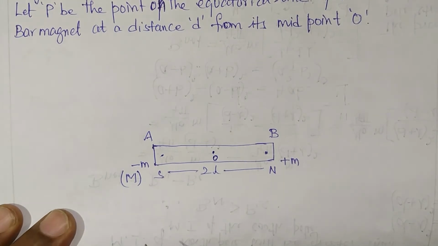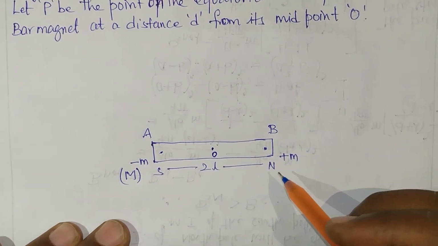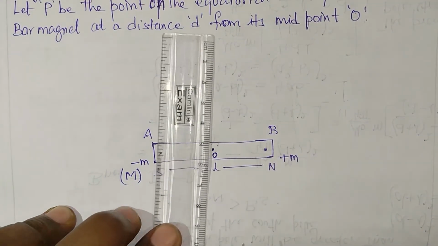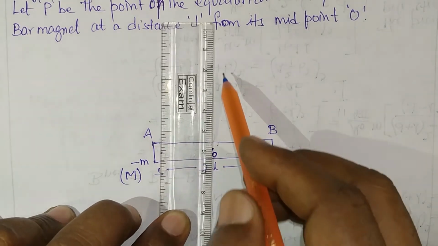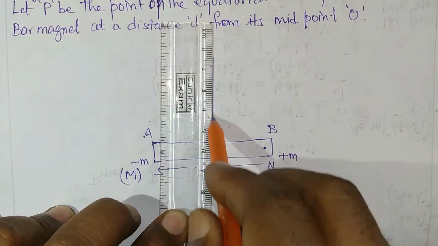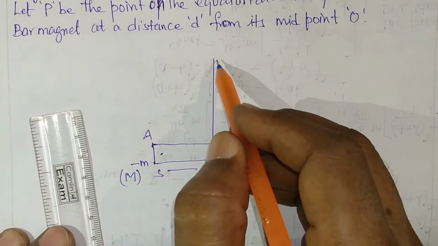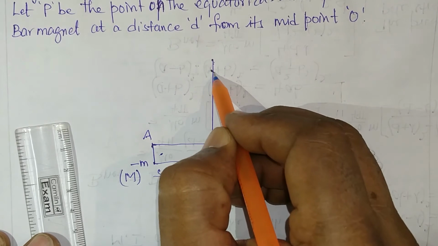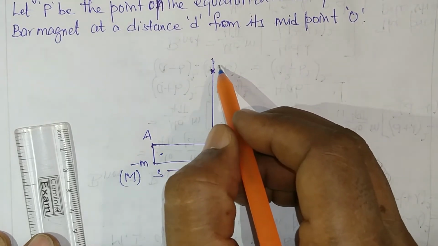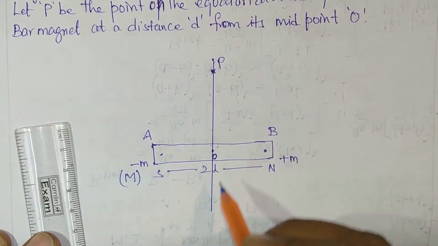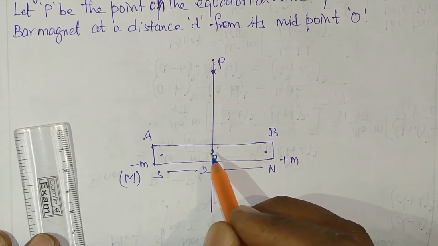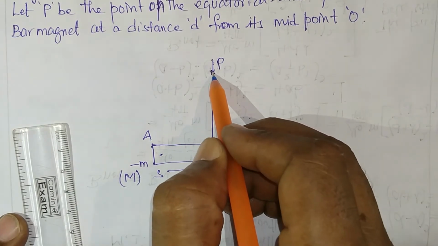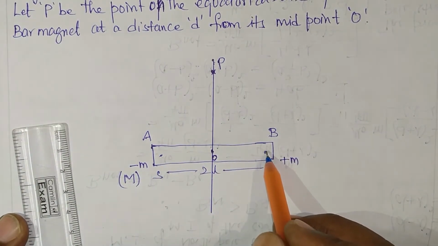Now we want to calculate the magnetic induction at a point on the equatorial line. So what is the equatorial line? The equatorial line is the line that is perpendicular to the axial line. So this is the equatorial line of this bar magnet. Now let us choose a point somewhere here on the equatorial line. So P is a point on the equatorial line of a bar magnet, and we calculate the magnetic induction at this point due to this bar magnet.